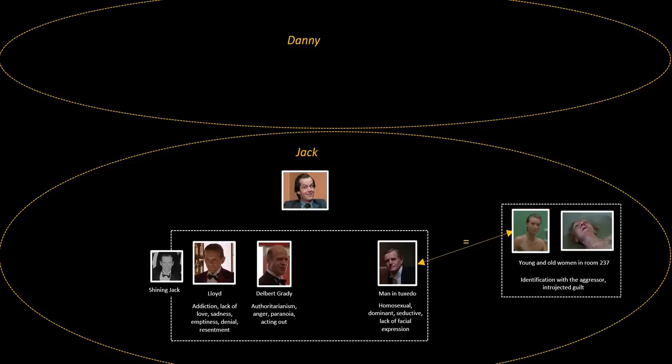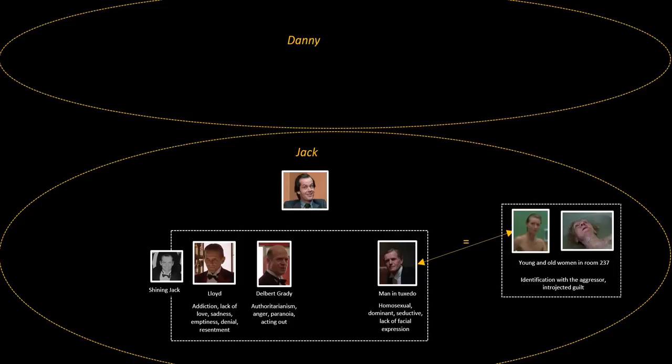So we can better understand why it is Jack who is reviving the scene in room 237. This scene is a kind of trance dream in which Danny is reviving the aggression through the character of Jack. That is the identification with the aggressor.